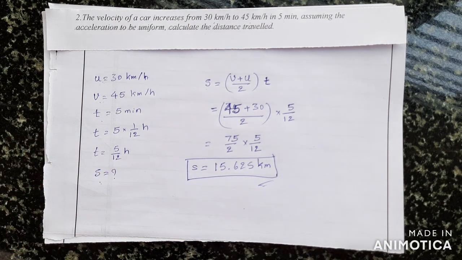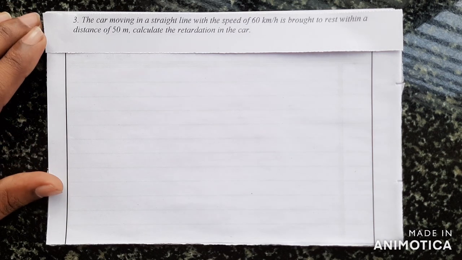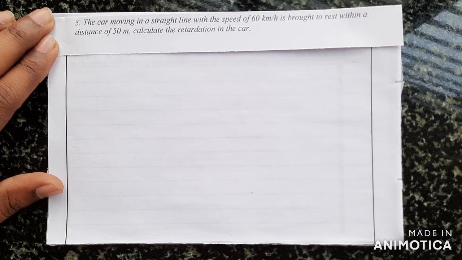So this is about the second question, which is very easy. Next, question number 3 is as follows. The car moving in a straight line with the speed of 60 km per hour is brought to rest within a distance of 50 meter. Calculate the retardation in the car.